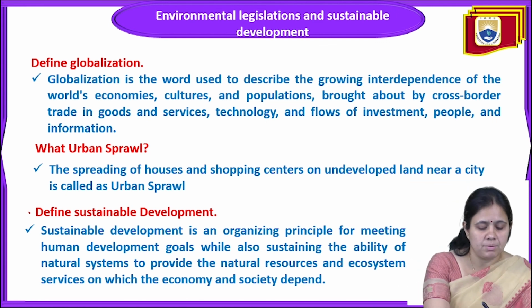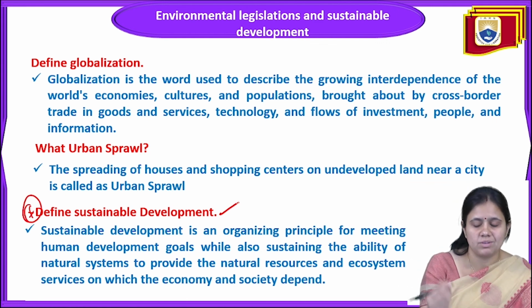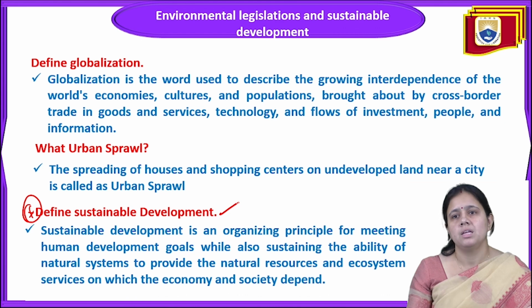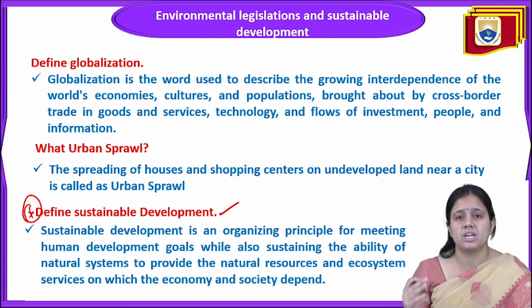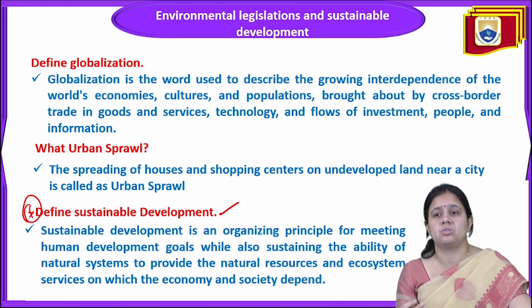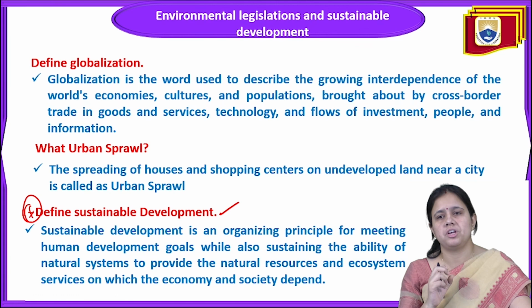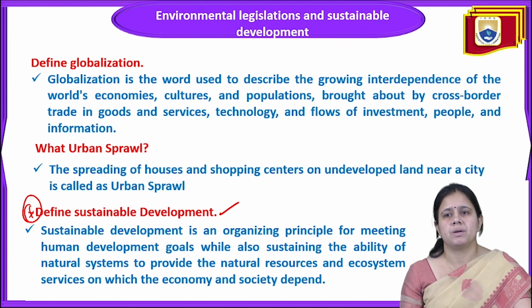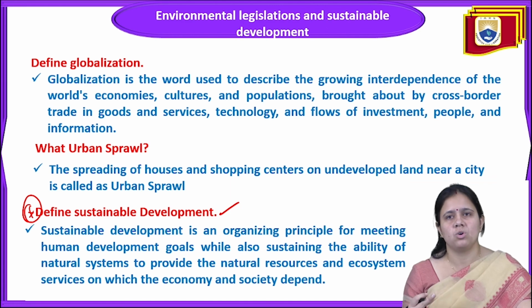So next is to define sustainable development. As we have already discussed the term sustainable. Sustainable gives an organizing principle for meeting development goals while ensuring the development goals of future generations, without compromising through over exploitation or overuse of natural resources. It is called sustainable development. It is a system to provide the natural resources and ecosystem services on which the economy and society are also dependent. So this is about sustainable development, urban sprawl and globalization.